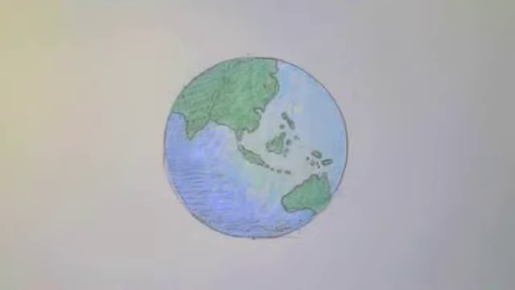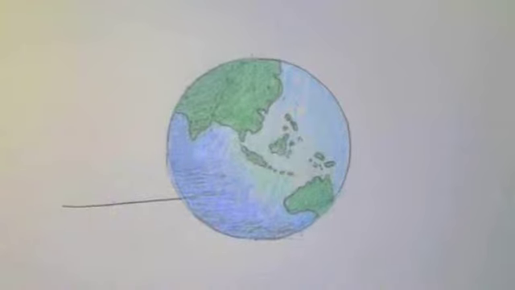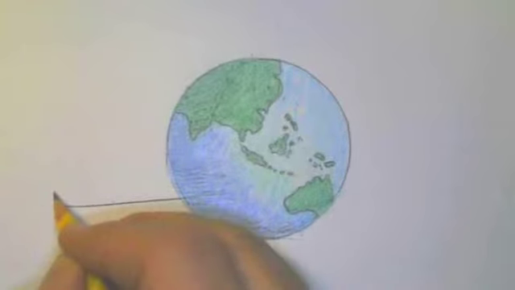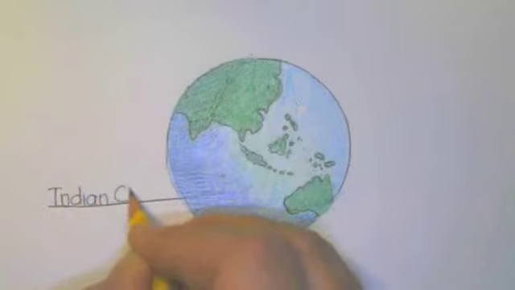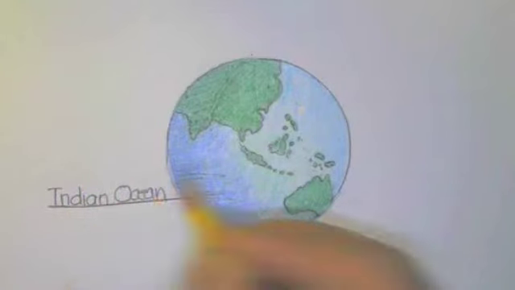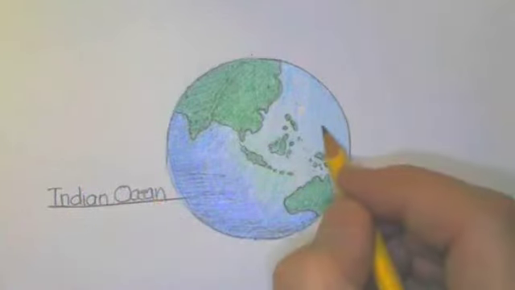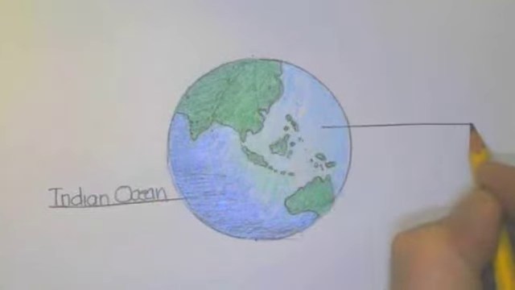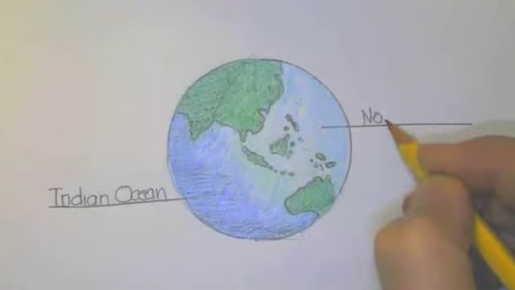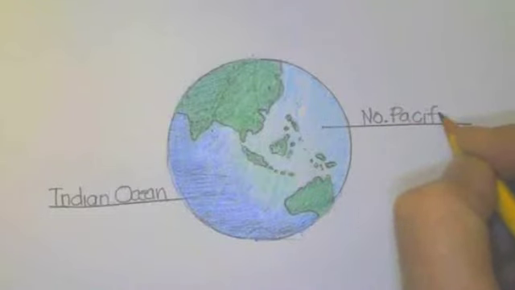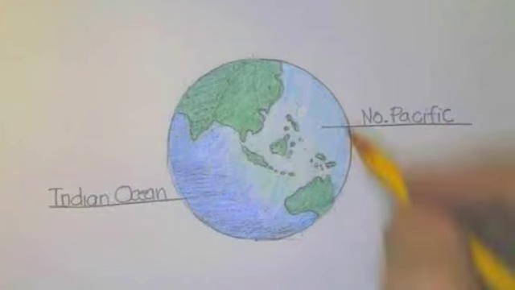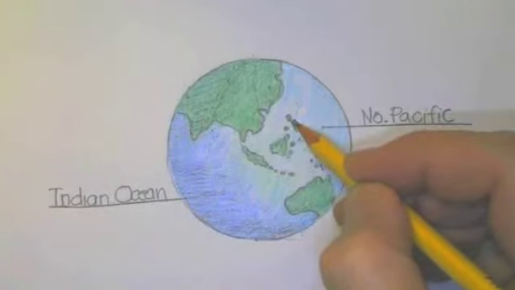All right, well, let's label a few things here. This ocean right here is the Indian Ocean, I-N-D-I-A-N, O-C-E-A-N. So that's the Indian Ocean. Over here, we have the North Pacific. N-O period, P-A-C-I-F-I-C, the North Pacific.